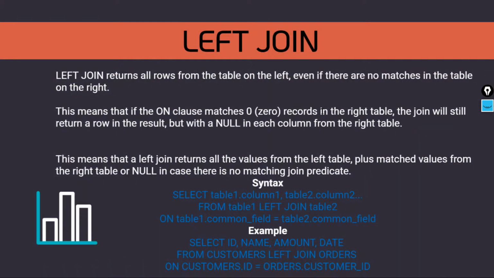Left join, as I told you, returns all the rows from the left table, even if there are no matches in the table on the right. This means that if there are 0 records in the right table for the ON clause, the join will still return a row in the result, but with a null in each column from the right table. Theoretically, even though there is no match in the right table, for all those line items in the left table, it will fetch us nulls appropriately.